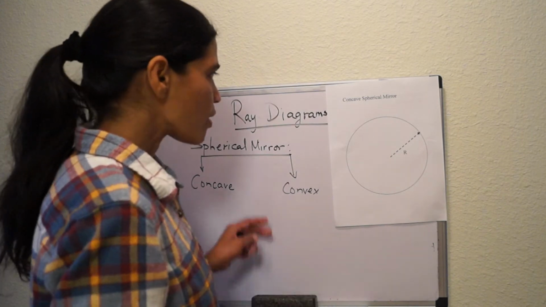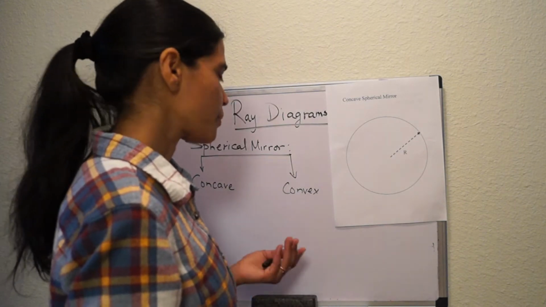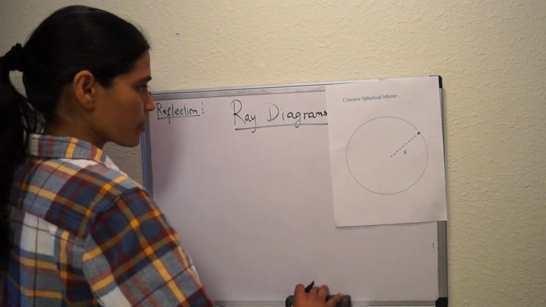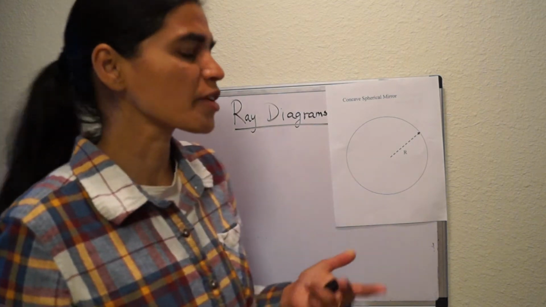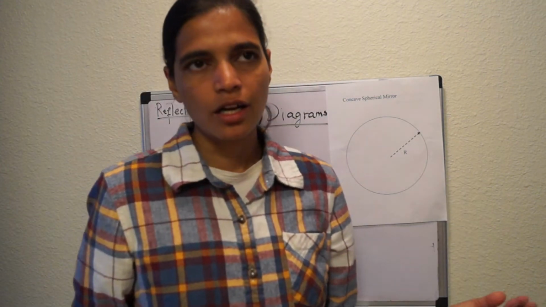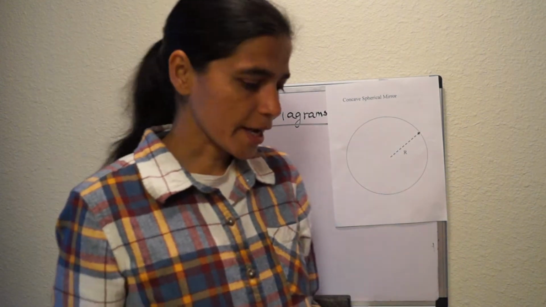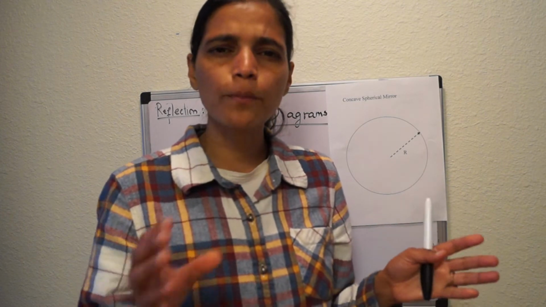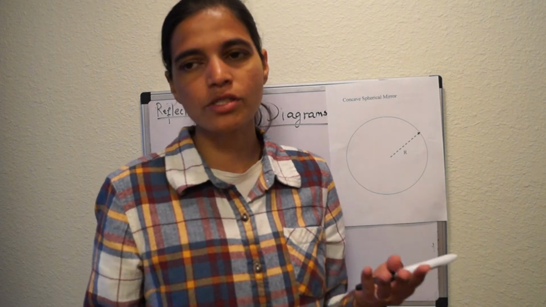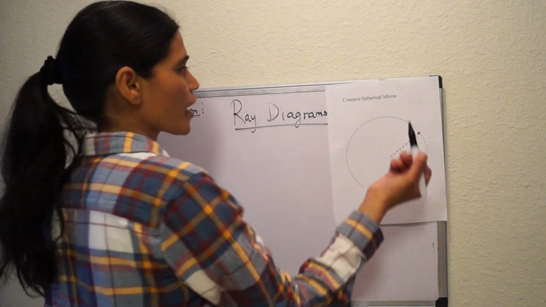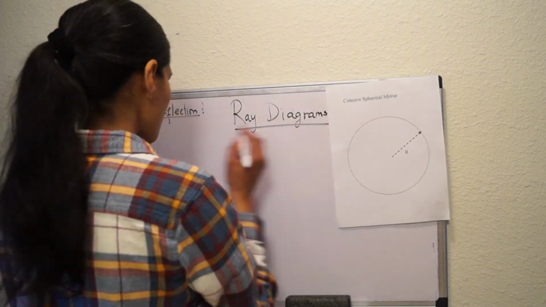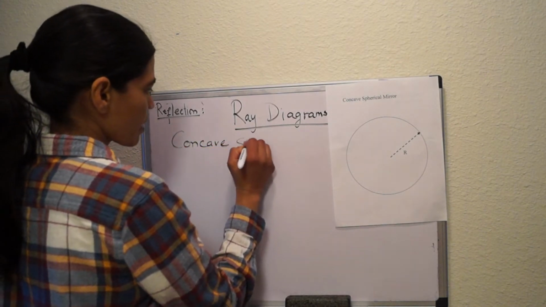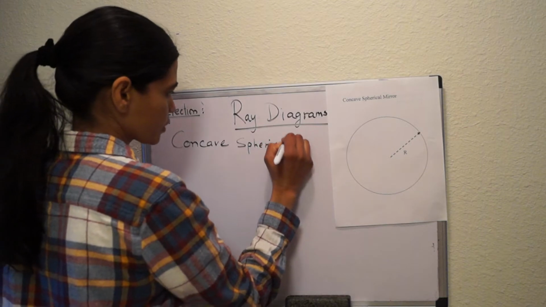Okay, now let's look at the concave spherical mirror. For a concave spherical mirror, how do you form this mirror anyway? Before I talk in detail about how to draw a ray diagram, basically you have this sphere, and you take a portion of it, and then that becomes the mirror. So here, if we have a concave spherical mirror.